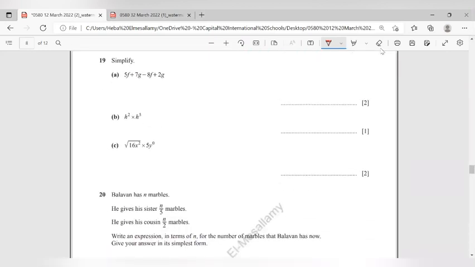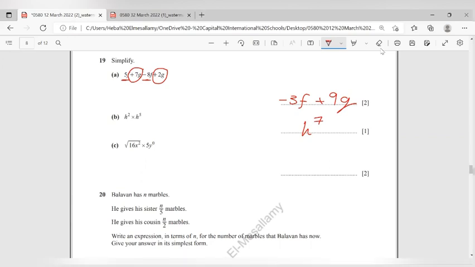Question 19, collecting like terms. 5f minus 8f, negative 3f, positive 7g plus 2g plus 9g. Okay, question B, index law. Here, as the base is the same, and I have here multiplication, I'm going to add the powers, so it's h to the power of 7.